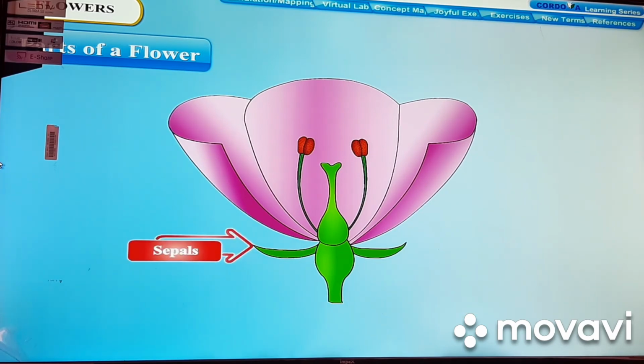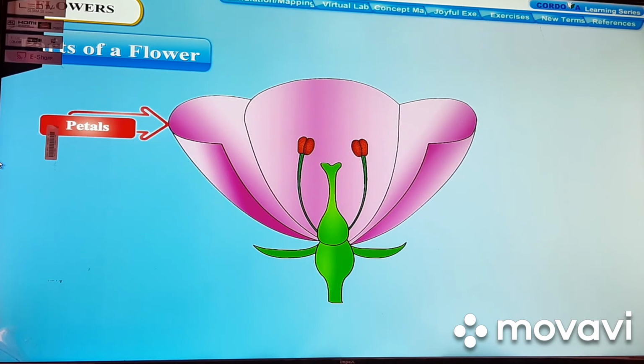Sepals. The green leaf-like parts in the outermost circle of a flower are called sepals. They protect the flower during the bud stage. Petals. These are usually brightly colored due to the presence of colored pigments. The bright colored petals serve to attract insects. These insects in turn help in pollination.